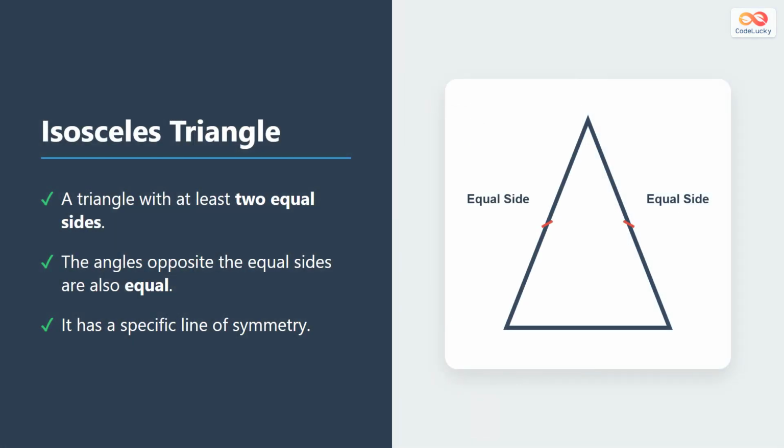First, let's quickly review what an isosceles triangle is. An isosceles triangle is a triangle that has at least two sides of equal length. Because these two sides are equal, the angles opposite to them are also equal. This property is key to solving many geometry problems.